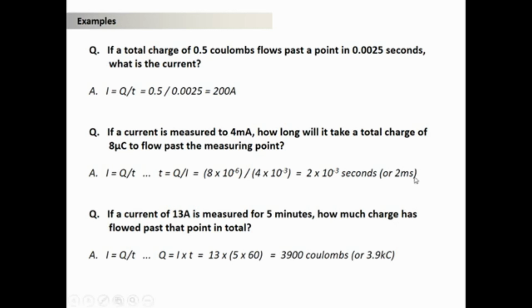If a current of 13 amps is measured for 5 minutes, how much charge has flowed past that point in total? Again, use the same formula. We just transpose for Q. Q is I times T, and we have the current in amps, 13, times 5 minutes, so we have to convert that to seconds. 5 times 60, and that will give you 3,900 coulombs, or 3.9 kilocoulombs.